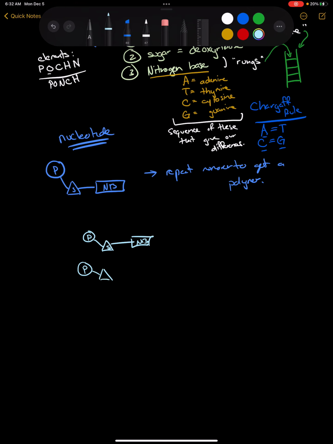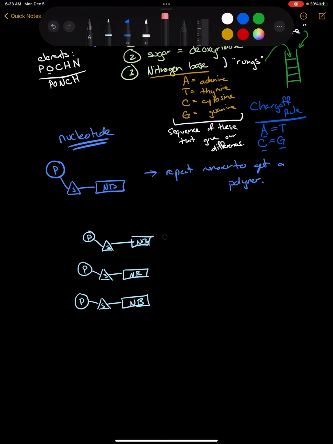Phosphate, sugar, nitrogen base. And let's do one more. Phosphate, sugar, nitrogen base. But here's the deal. When we talked about DNA structure, we said it's a double helix. So how many strands do I have to have? I have to have 2, so I just have to double it on the other side.